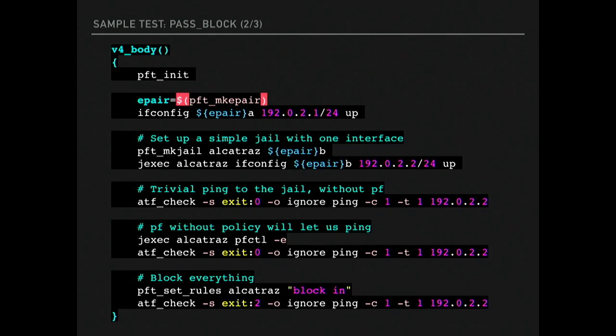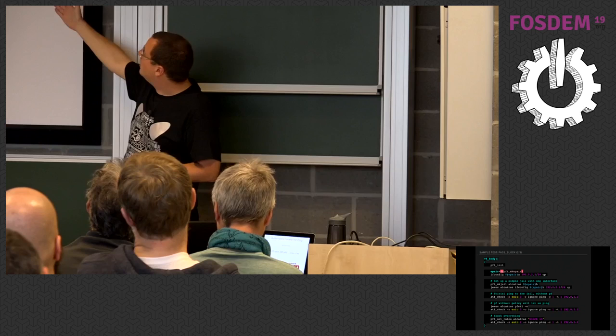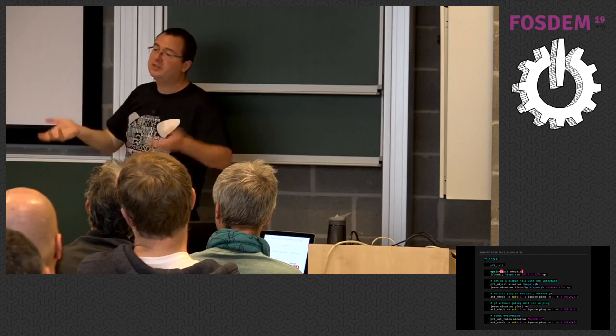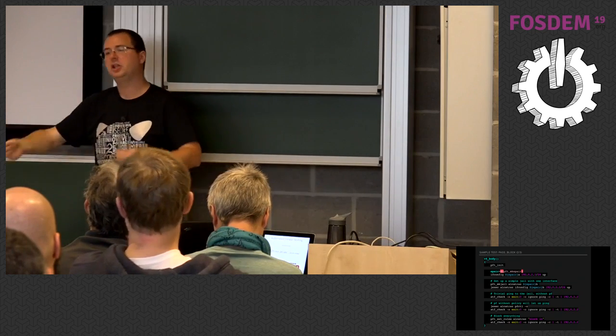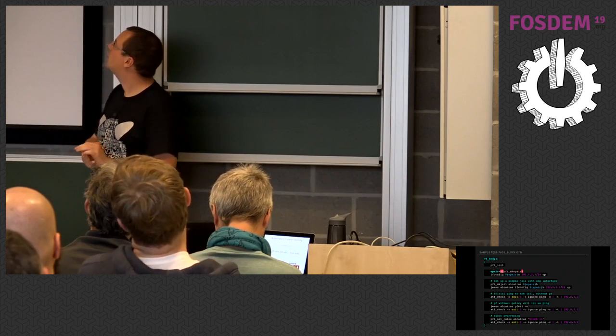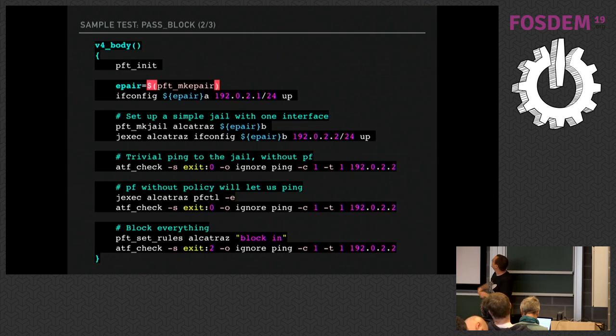Next step, create an epair. Set up an IP address on the epair. So basically what we saw before is we want an interface in the host, we want an interface in the jail so that we can send traffic back and forth. Make a jail. There's a wrapper around this just to make it slightly easier to type. What it also does is it keeps track of the list of jails you've created so that in the cleanup it will automatically destroy all of these jails.